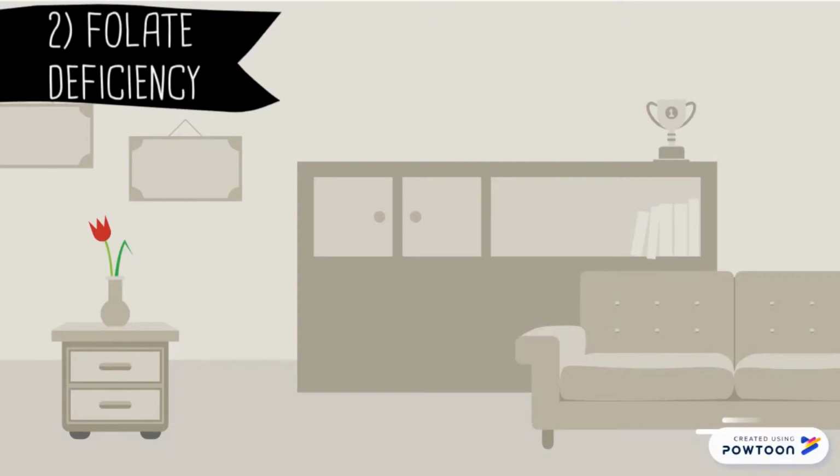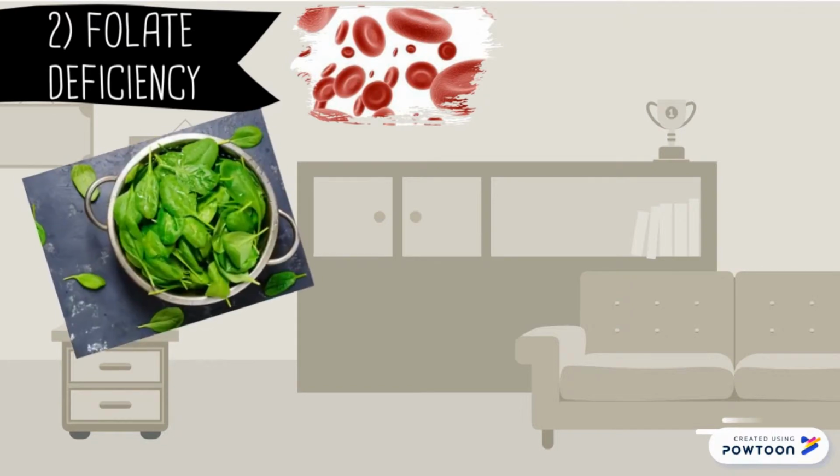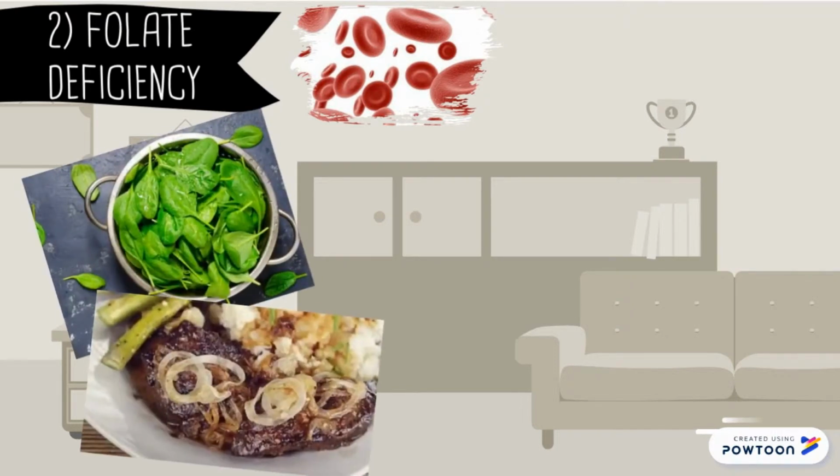Next is folate deficiency. Folate is another nutrient that is important for the development of healthy red blood cells. It can be found in spinach, beef liver, and Brussels sprouts.